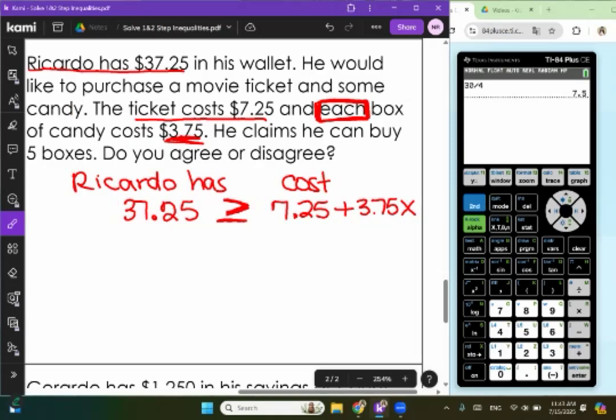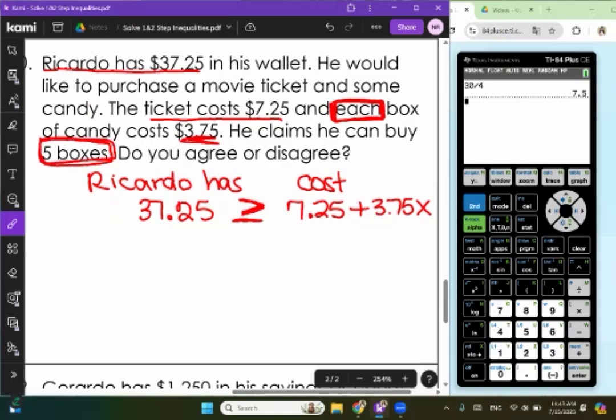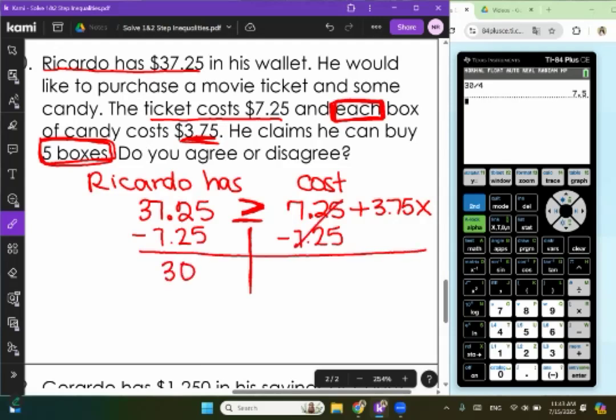But you can plug that 5 boxes in and see if it gives you a true statement. But I think the easiest thing would actually be to solve and see if 5 is part of the solution. So let's do it that way. We're going to subtract 7.25. What do you know? It gives us an easy number, so that we're down to 30 = 3.75x. We divide.